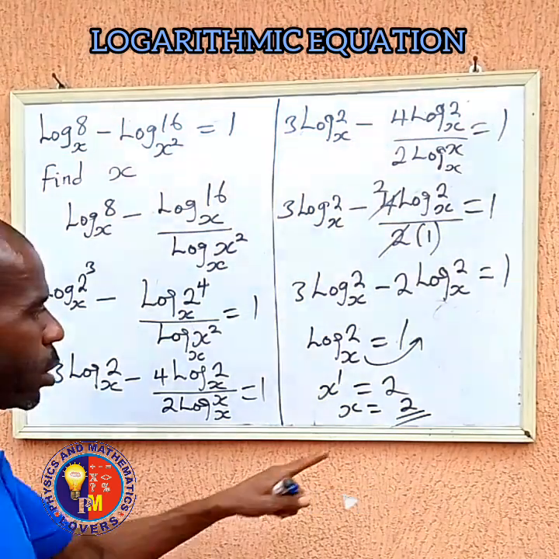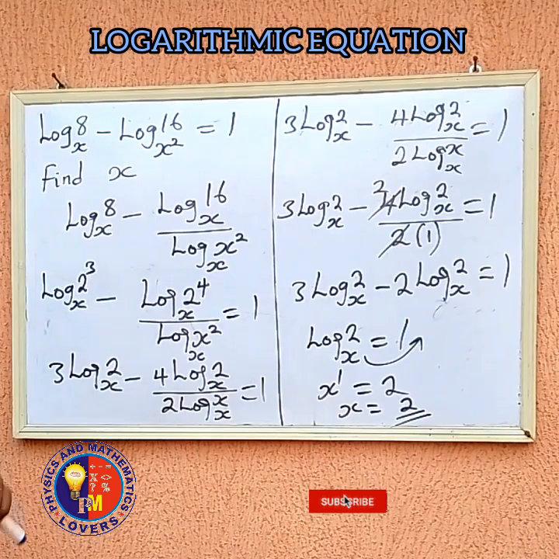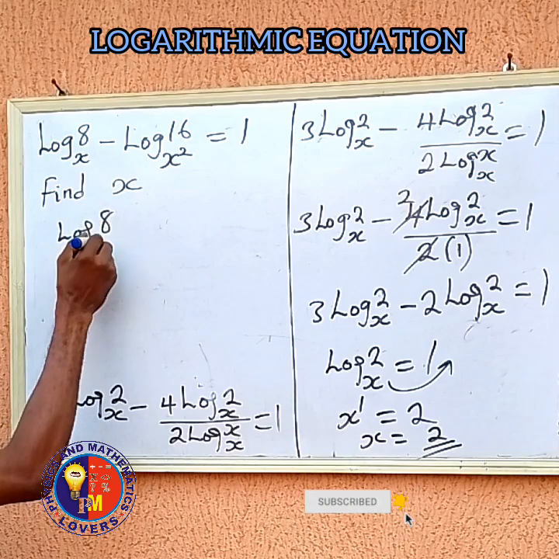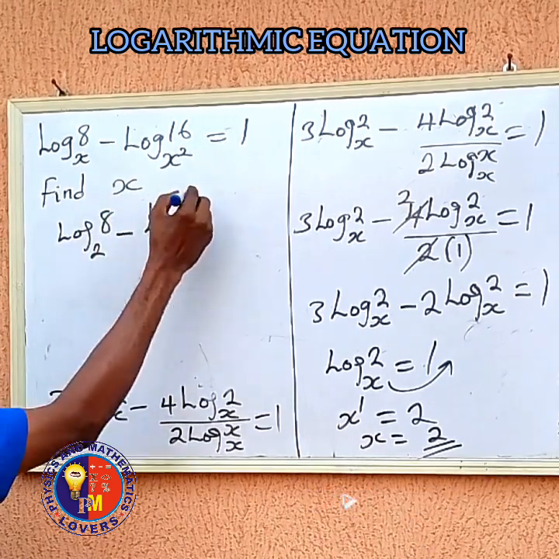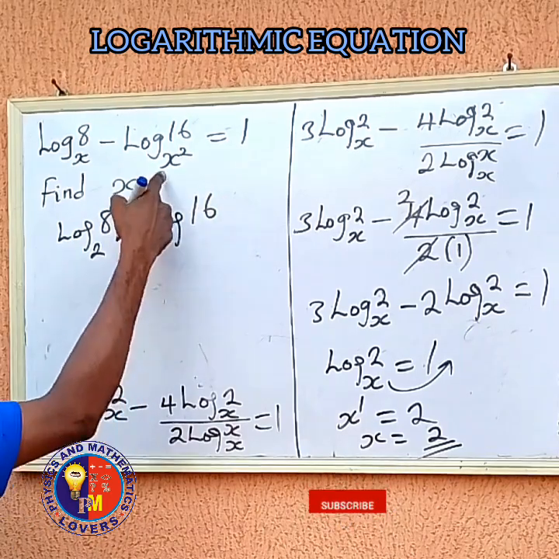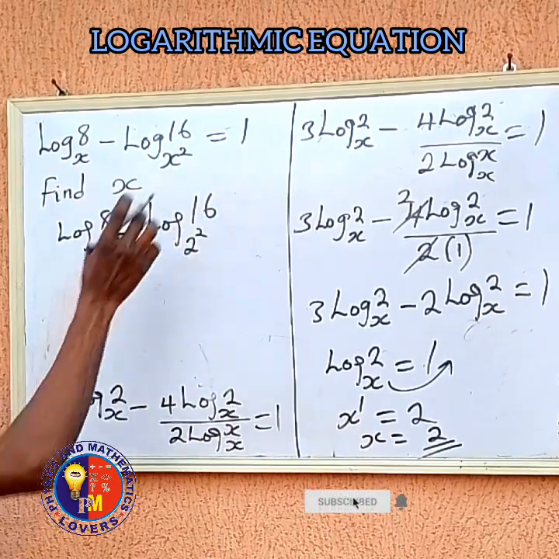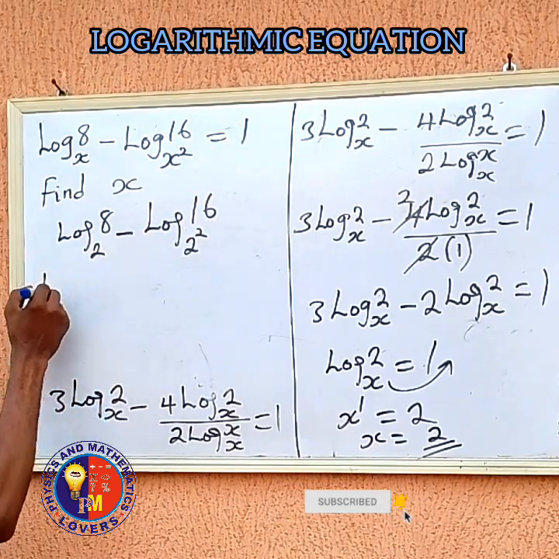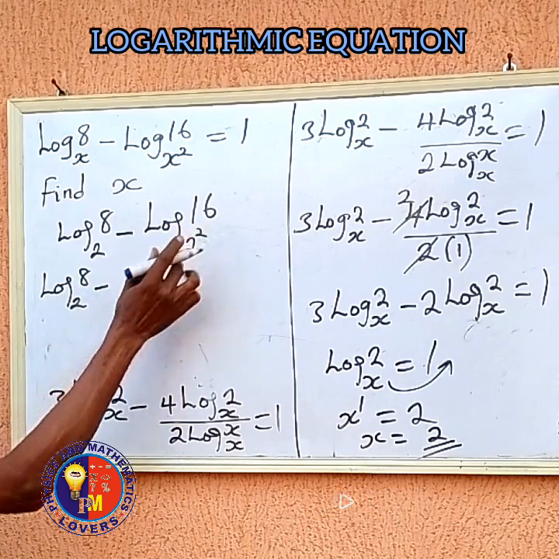If it's correct, it means we are going to plug in 2 into the expression. So let us check if we are right. We are having log 8 to base 2, okay, minus log 16 to base 2 raised to power 2. That is what? 2 raised to power 2. Now let us check at the end of the day if everything gives us 1, and it means our solution is correct. So log 8 to base 2 minus, this is what?